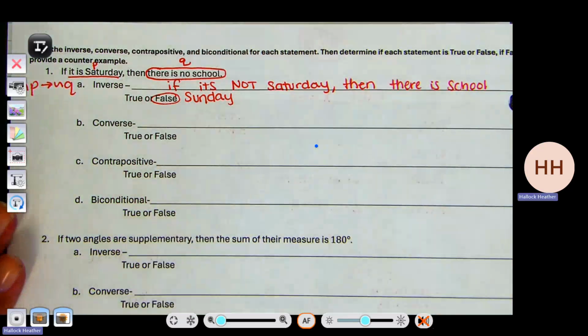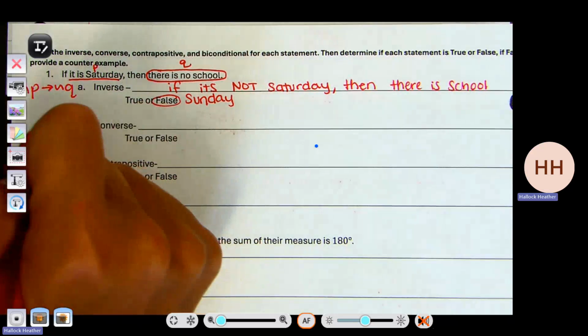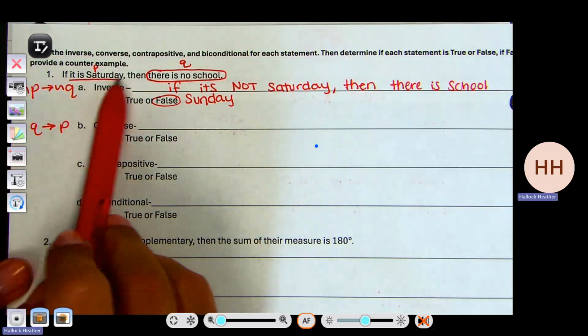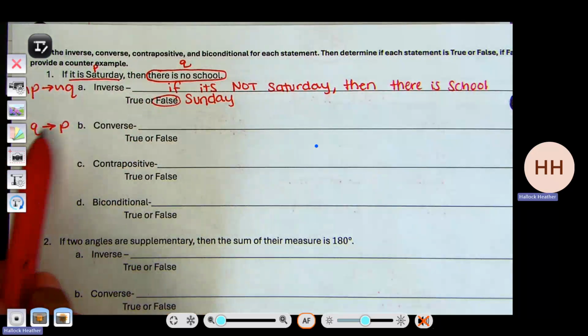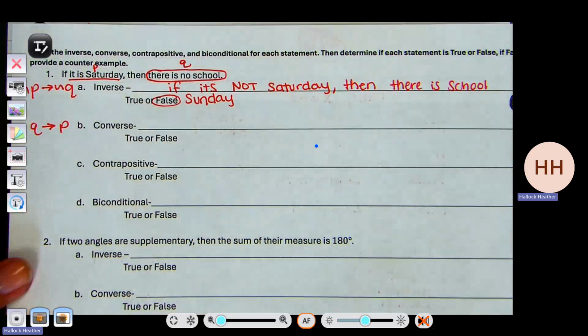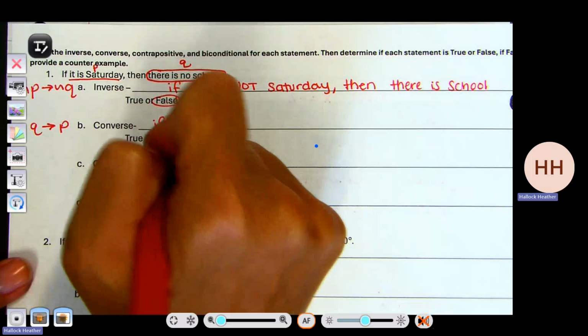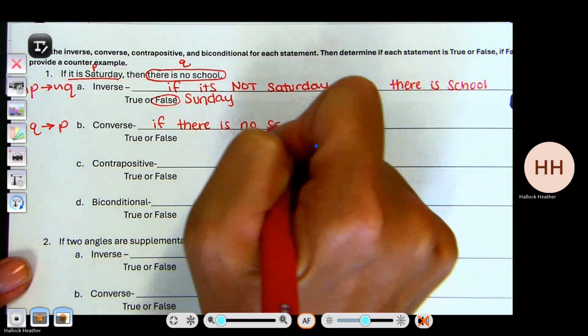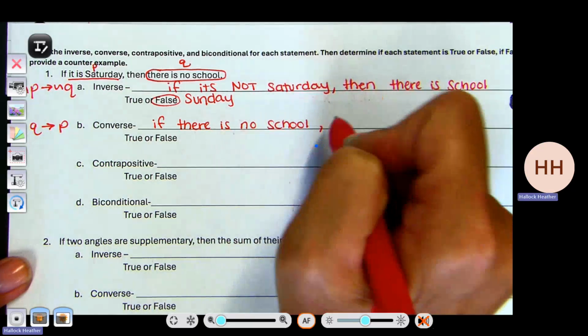Okay. And if you're confused about the true and false, just try your best on true and false. Really, it's just like rearranging the sentences, the main part that I want you to understand. The converse, if you look at your poster, this is switching P and Q. So I'm going back to my original statement. It was, if it is Saturday, then there is no school. If I switch it, what would be the converse? Perfect. So if there is no school, then it is Saturday.